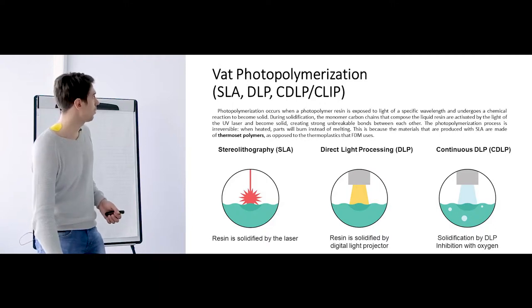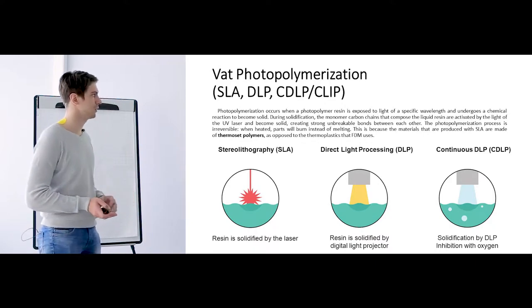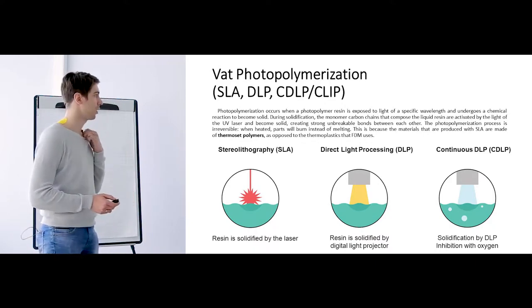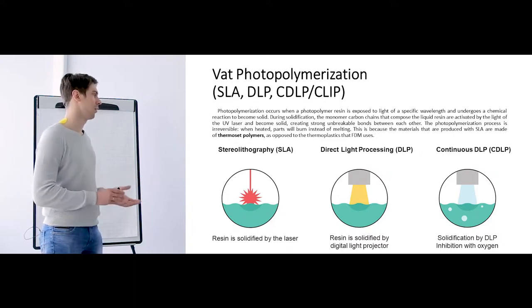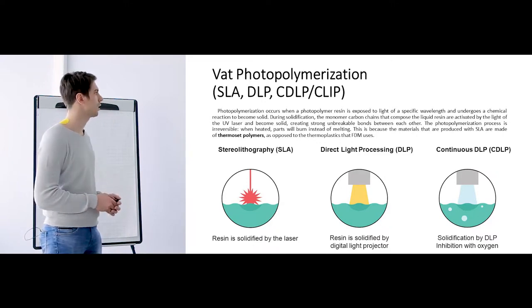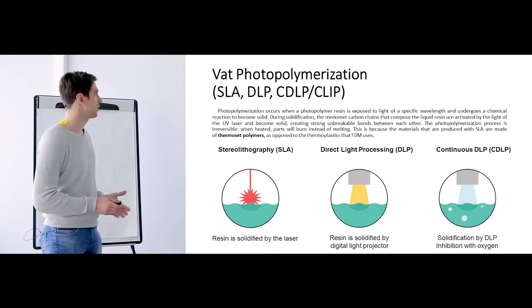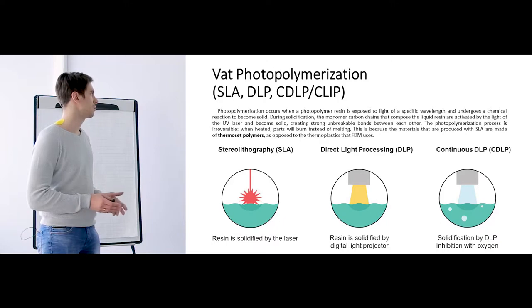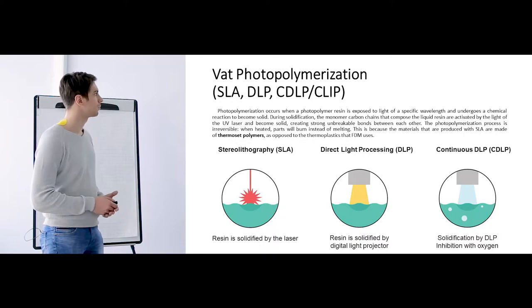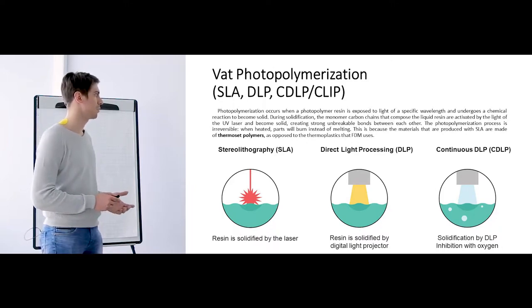So let's switch to the next one. It's photopolymerization. Photopolymerization occurs when a photopolymer resin is exposed to light of a specific wavelength. It's visible wavelength or UV light in most cases. When you expose this resin to the light, specific chemical reactions take place, solidifying the resin. During the solidification, the monomer carbon chains are activated and make it solid.